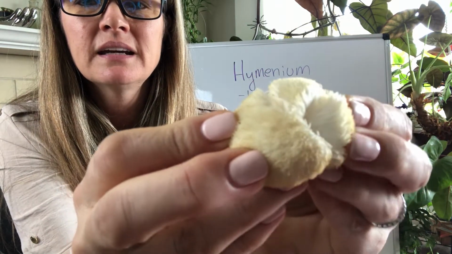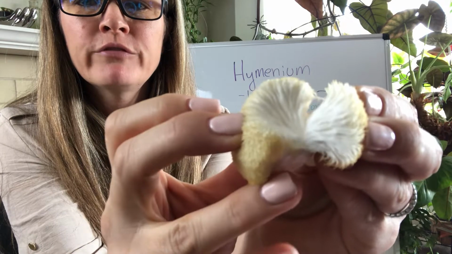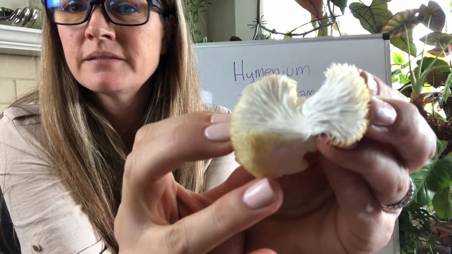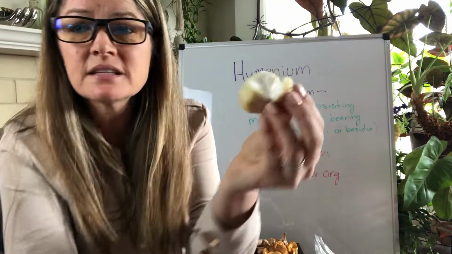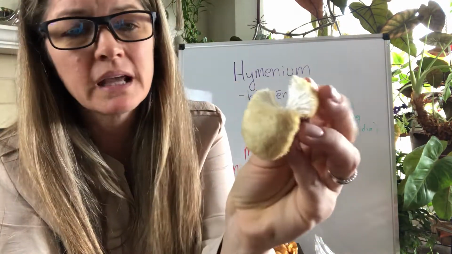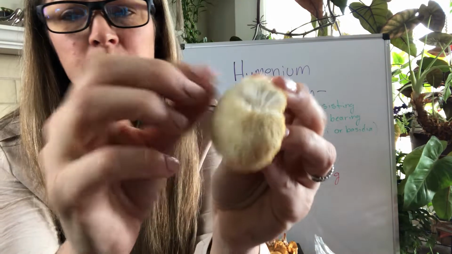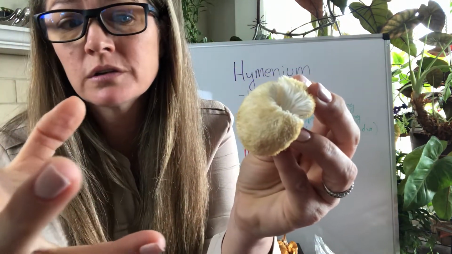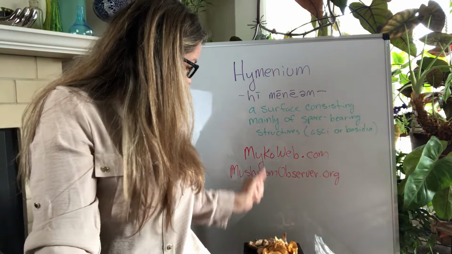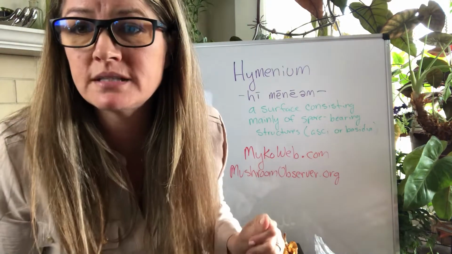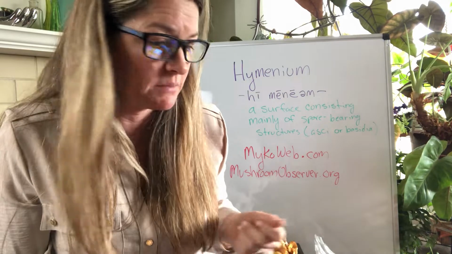You can see how it has these beautiful little spines. Not gills, not ridges. And this is not a thickening hymenium either. It produces its spines as it swells and grows, and then will produce its spores and drop its spores. Okay, so that is Hericium erinaceus, which is lion's mane.